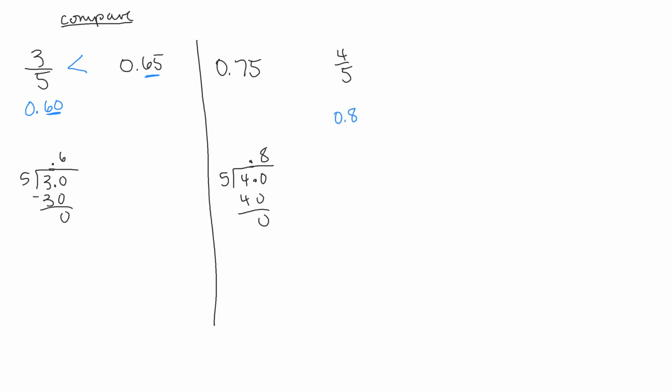But since 0.75 has 2 decimal places, I'm going to add a decimal place after the 8. So I'm comparing 80 and 75. Well, which is bigger? 80 is bigger than 75, so that tells me 4/5 is bigger than 0.75. All right. What about 7/3? Let me come up with a good example here.